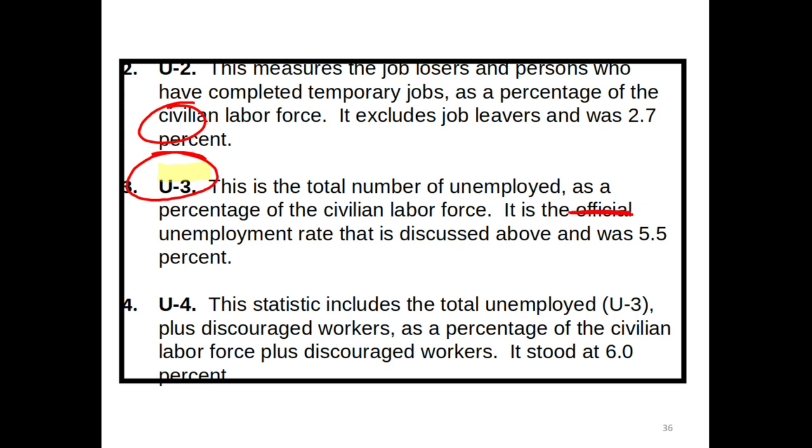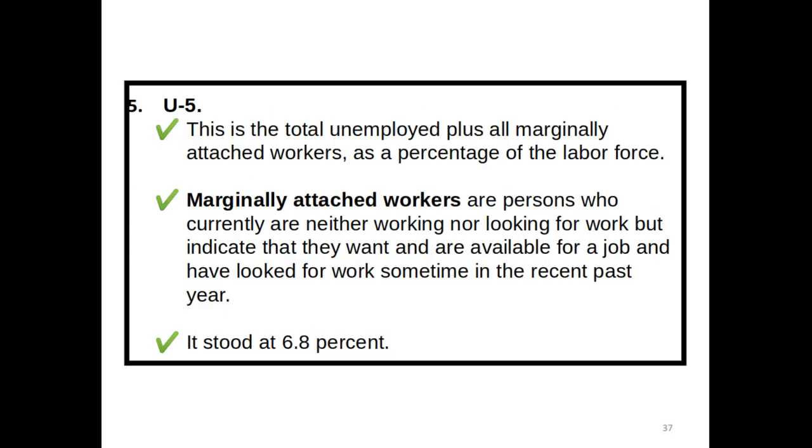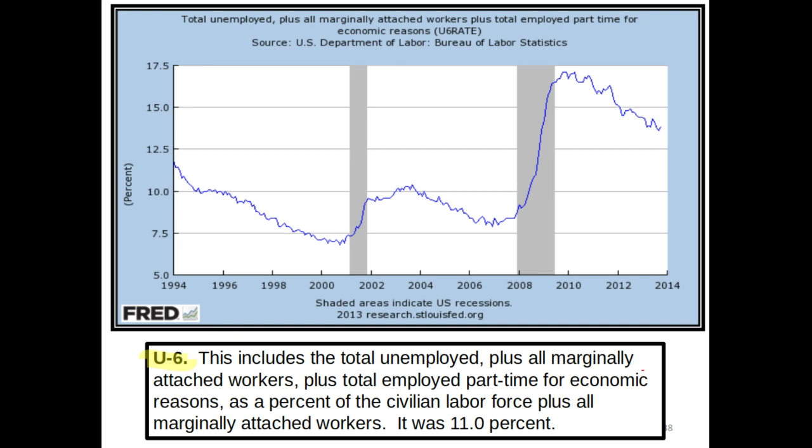People argue that we should use this a little bit higher. It's going to be a little bit higher number because it's going to include the discouraged workers, but people say that's more of an accurate reflection of what's going on in the economy. U5 includes total unemployed plus what we call marginally attached. These are people who are not working, they're not looking for a job, but if the right job came along, they would take it. So this is going to be a little bit higher because it's going to add those people in as well.